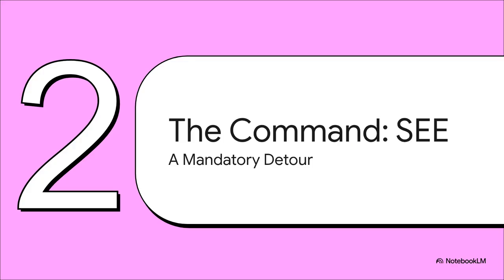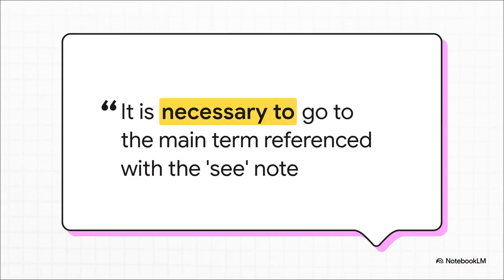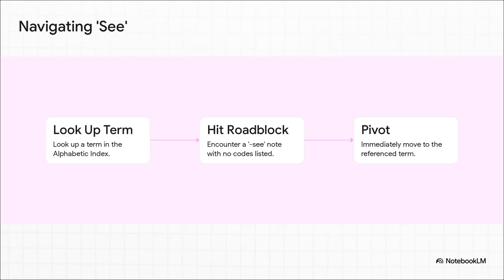Moving on to part 2, the command, "see". Let's really dig into this first traffic director, the strict command known as "see". We need to look exactly at how the CMS defines this requirement. Look at the literal language used in section I.A.16. It is necessary to go to the main term referenced. The absolutely crucial point here is that "see" is not a suggestion, guys. It is a mandatory command that you must obey. It's an explicit direction telling you to look elsewhere because the term you just looked up literally has no codes listed under it.